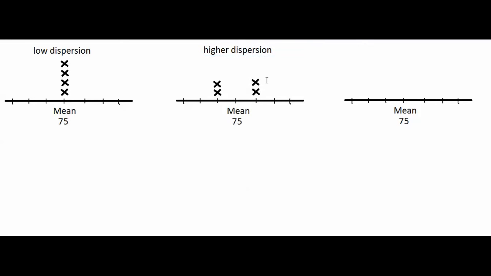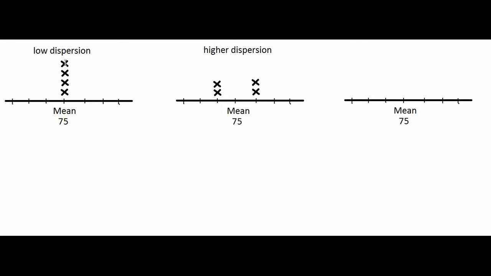And one way to think about dispersion is based on how far the data values are from the mean. When the data values are more spread out and there's higher dispersion, the data values are further away from the mean at the center. So here we can see that when all 4 values were 75, each value was exactly at the mean. So the distance from each value to the mean is 0.